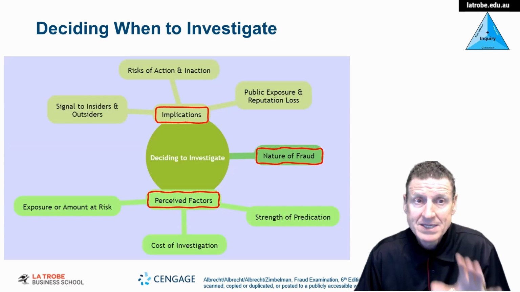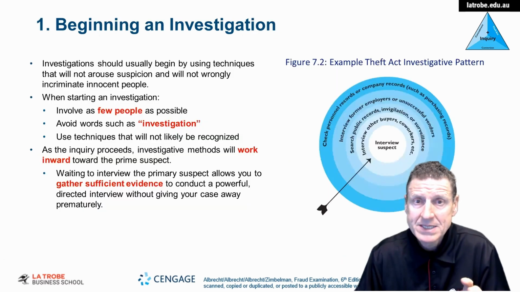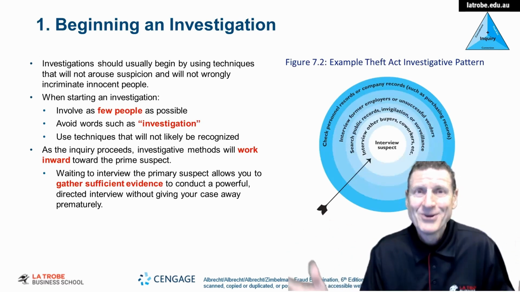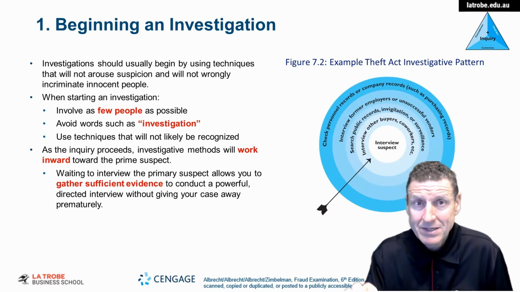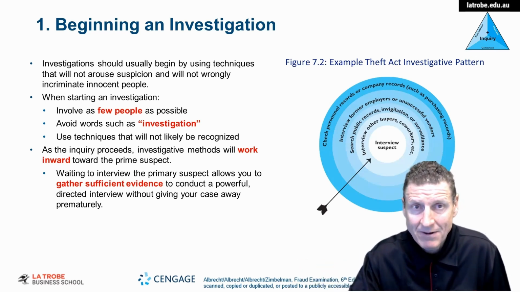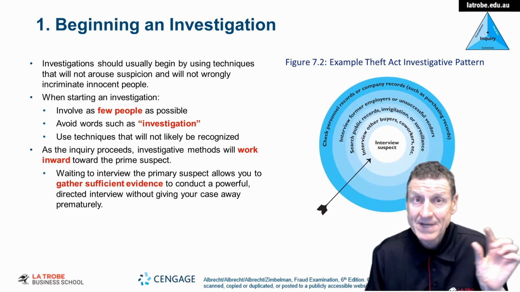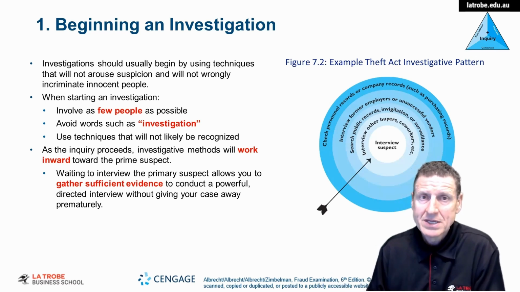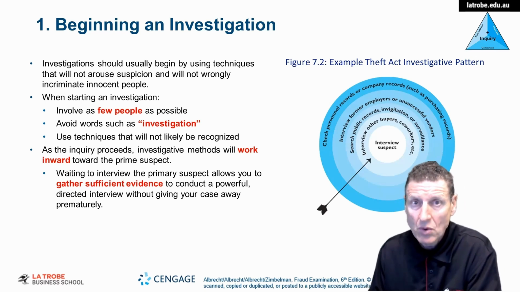Okay, so these are the decision areas you need to go through in determining whether you investigate or not. What to do next? Well, beginning an investigation, you don't go and tell the world. You don't go and tell everyone in the organization. Certainly do not go and tell suspected people on your suspected fraud list. All right, few people as possible. Avoid words such as investigation. Maybe use the words of an audit, or we're just doing some checking and internal control overhaul or something like that.